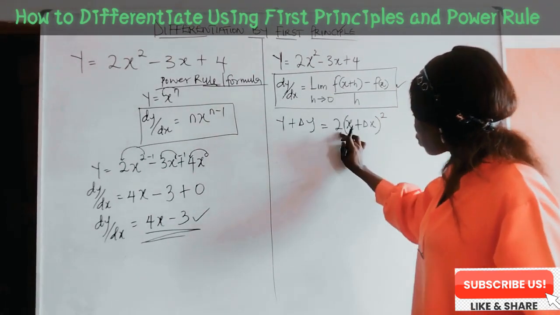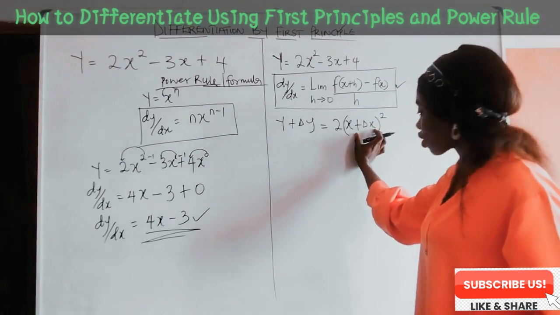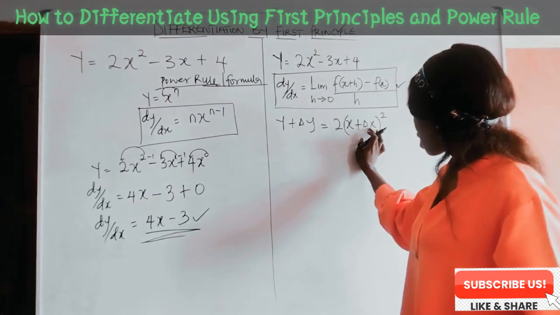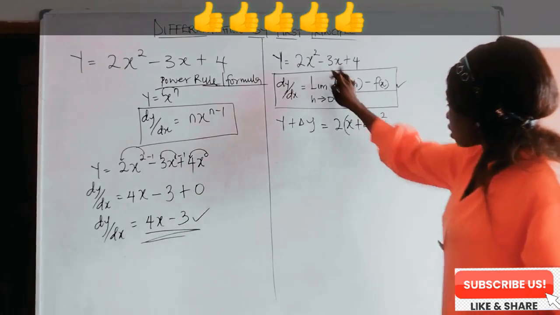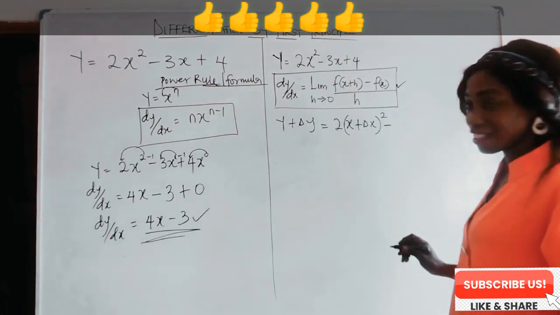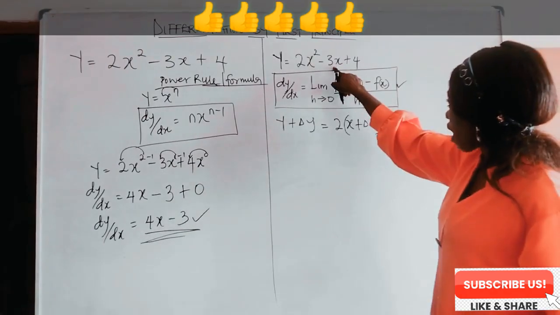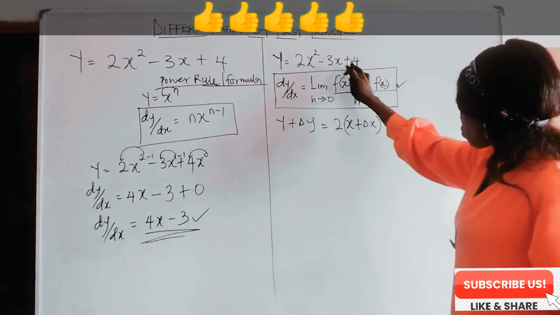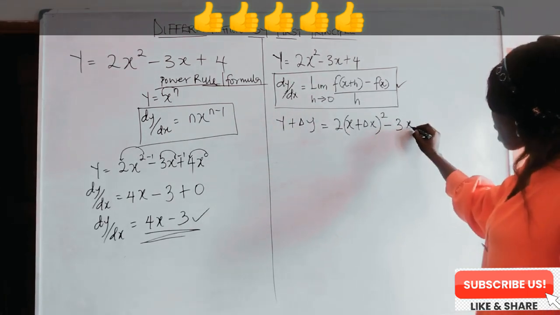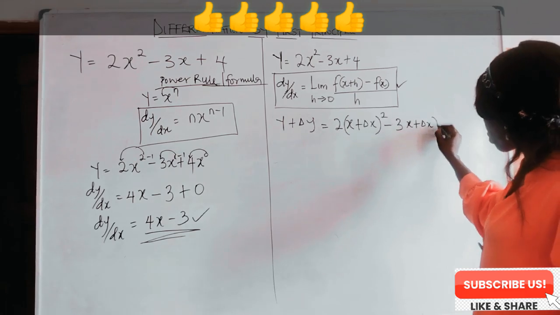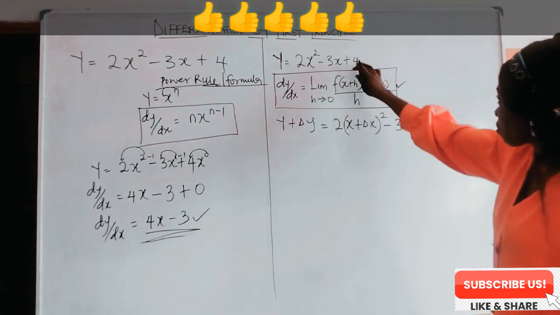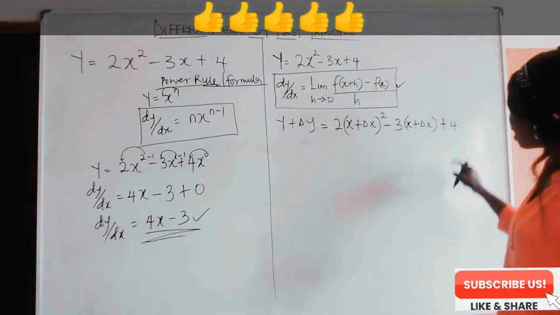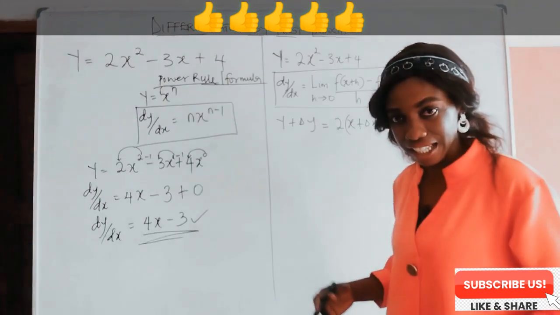Bring down this 2, then for your x, add the change to it, which is change in x, then raise it to the power of 2. Bring down your subtraction sign. Then what we have here is 3, we have x. So we're going to have x plus change in x. Put it in a bracket. I hope it's making sense. Then bring down your 4. We are not adding any change because 4 is a constant.